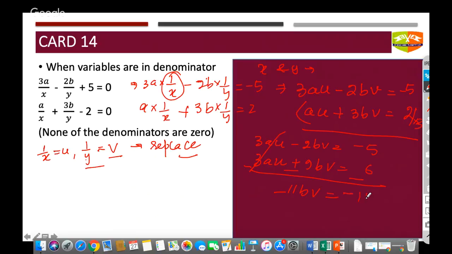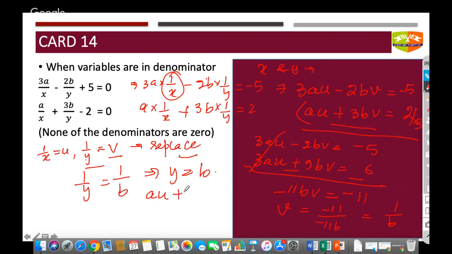So v comes out to be minus 11 divided by minus 11b, so this is gone. v comes out to be 1 by b. So I write 1 by y is equal to 1 by b, so y comes out to be equal to b. Now in the second equation, which was au plus 3bv equal to 2, I'll put v is equal to 1 by b.